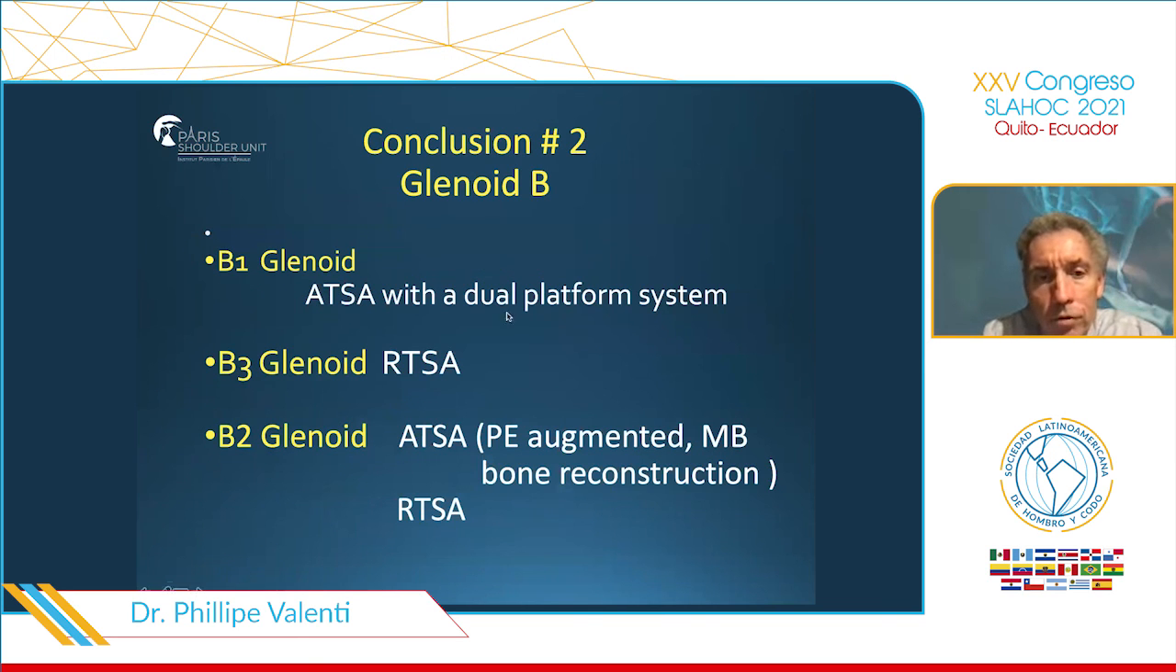So the last conclusion is that now, in my practice, when I have a B1 glenoid, I try to reproduce the anatomy with the anatomic arthroplasty, and I use a dual platform system to facilitate the conversion to reverse. In B3 glenoid, we prefer reverse arthroplasty. The discussion is regarding B2 glenoid. Anatomic arthroplasty, we can use a polyethylene augmented or metal back with a bone reconstruction. Or if you are afraid regarding the rate of revision, you can use a reverse arthroplasty.